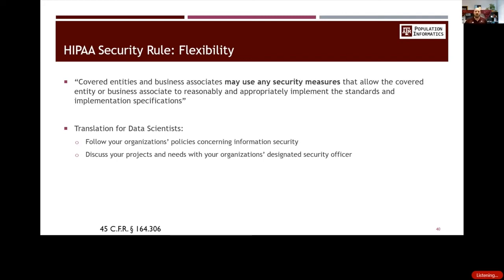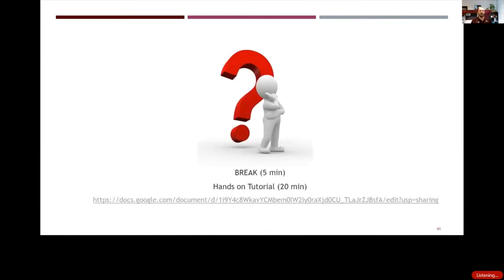It's also important to discuss your projects and your needs with your organization's designated security officer. This is the best way that they can help you prevent red flags from going up when they shouldn't be going up. So I highly recommend that you do that.